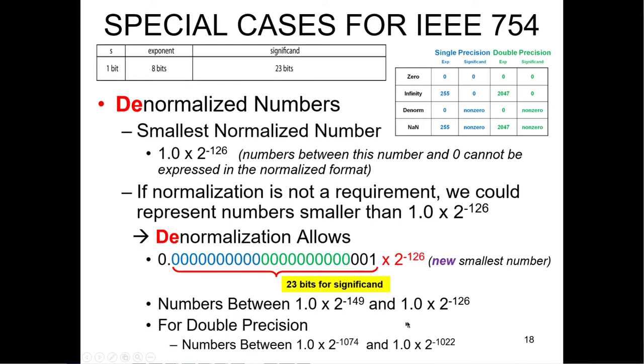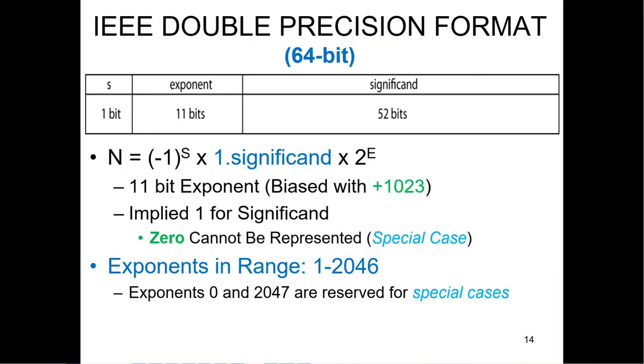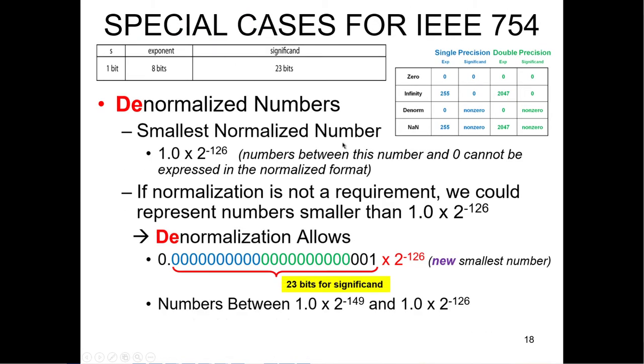And for double precision, because we have a bigger exponent, there's quite a bit more, because we have 11 bits for the exponent in double precision, I think. Let's see, 11 bits, yeah. And 52 bits of significand. So we even get much smaller numbers there.